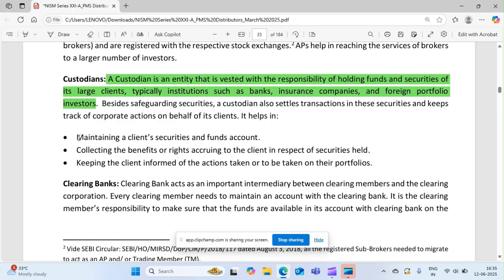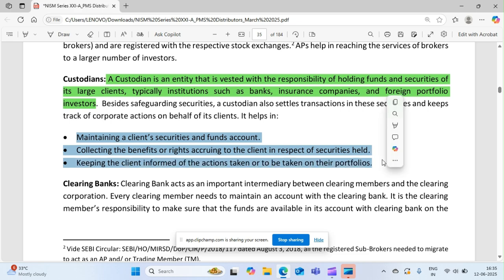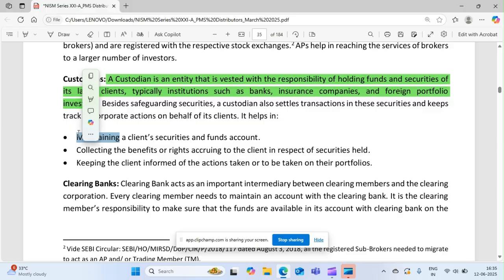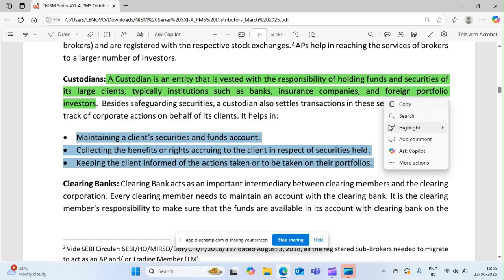The custodians help in maintaining clients' accounts and funds, collecting benefits or rights like a bonus that a company may give, dividend that a company may give, keeping clients informed about the actions that they have taken on their portfolio. All this is the job of custodian. You may get a question on custodian for sure in the exam. Please do not forget to go and note down details of what is the job of a custodian. This is an entity which is not known as much as the broker. So there are typically questions asked on custodians.